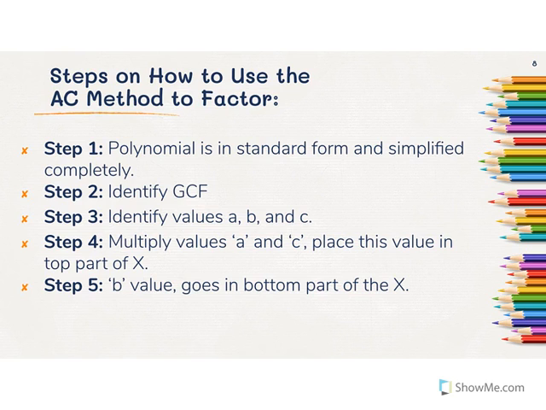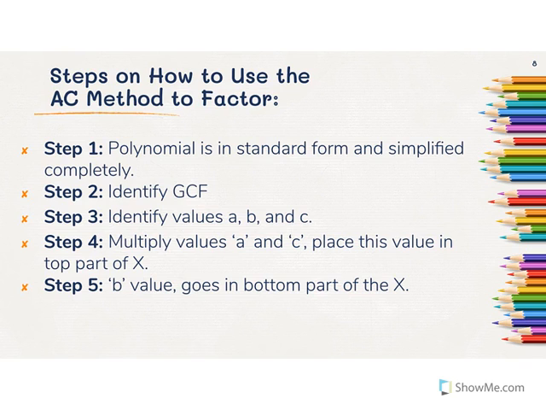So let's write down the steps on how to use the AC method to factor. Step 1, make sure your polynomial is in standard form and simplify completely. So make sure it's in that greatest exponent all the way down to the lowest exponent. Step 2, you're going to identify the GCF. We always identify the GCF no matter what when we are factoring anyway. Step 3, you have to identify values A, B, and C. Step 4, multiply values A and C.